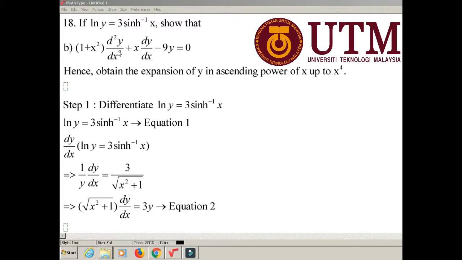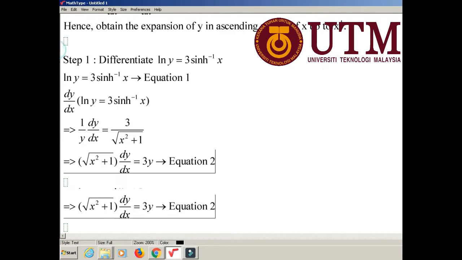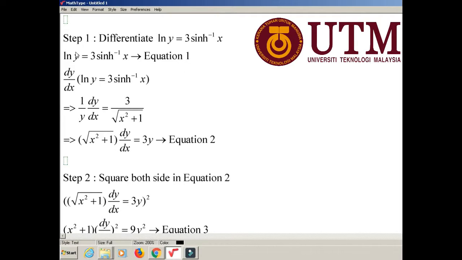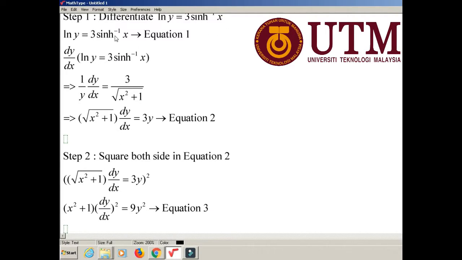Question 18b. Show that ln y equals 3 arcsine x. So this is the equation. We need to prove it, and then we need to use it to obtain the expansion of y in ascending power of x up to x to the power 4. For the first step, we need to differentiate ln y equals 3 arcsine x. After we differentiate, this is the first equation. We will get the second equation over here.